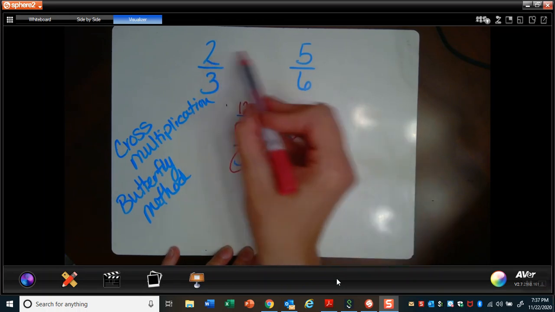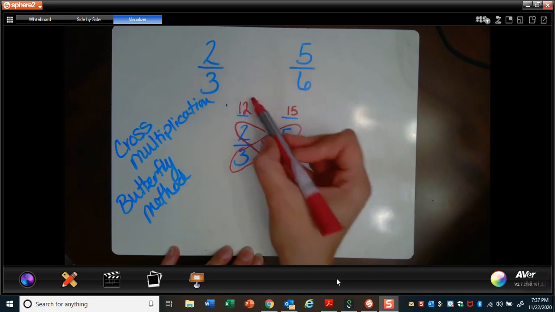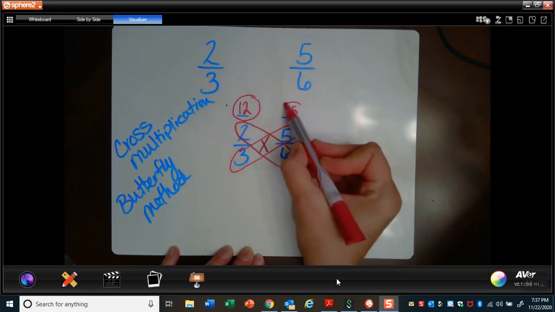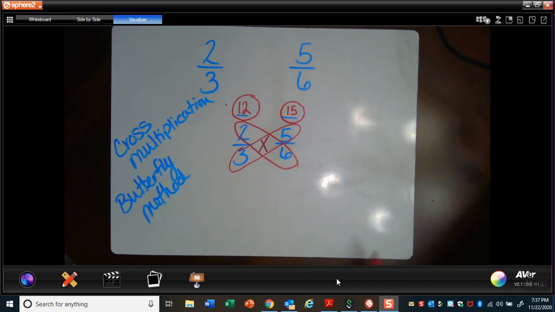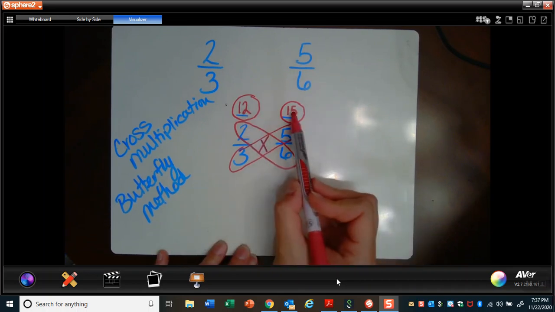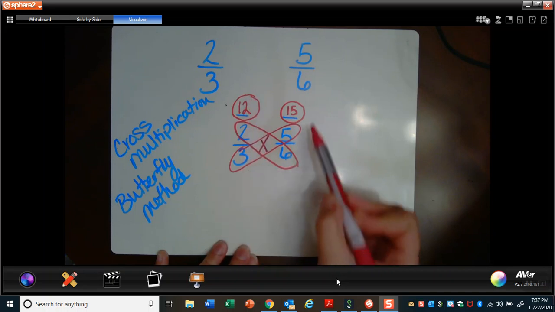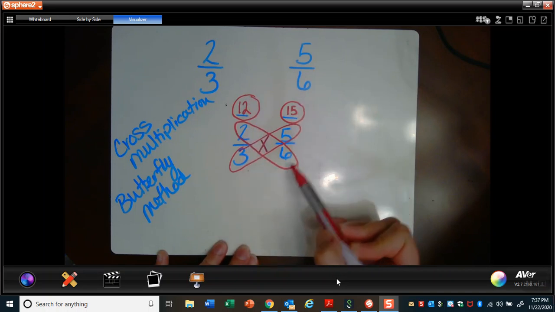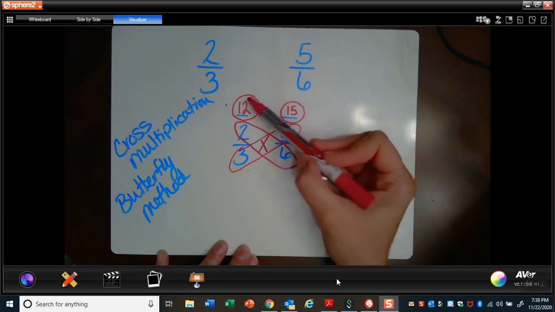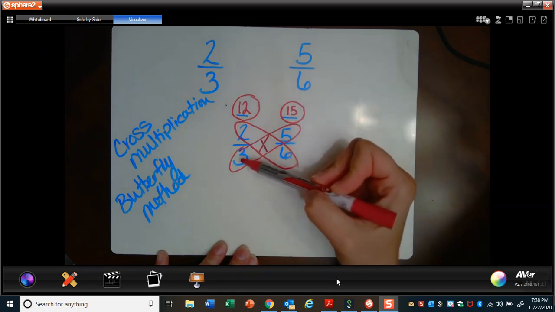Now, rather than comparing the two fractional amounts, you're going to compare the two products that you got. And I know that 12 is less than 15, which means the fraction 2/3 is less than 5/6. Whatever product is smaller above that fraction will be the smaller fraction.